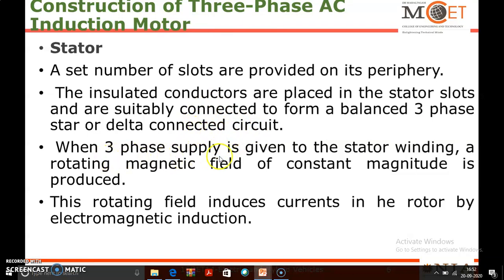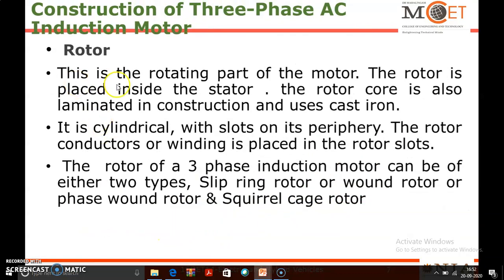When three-phase supply is given to the stator winding, it forms a rotating magnetic field. This rotating magnetic field induces a current in the rotor according to Faraday's law of electromagnetic induction. Next, the rotor is another part of the motor.